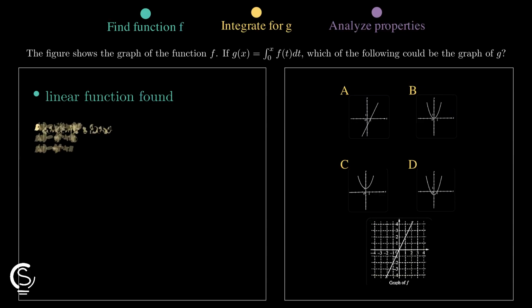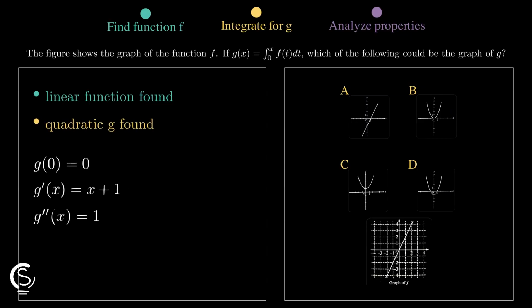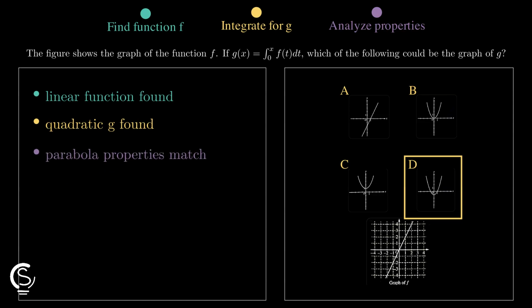Finally, check the properties. g of 0 is 0, and the derivative is x plus 1. The graph must be a parabola opening upward with a vertex at x equals -1.